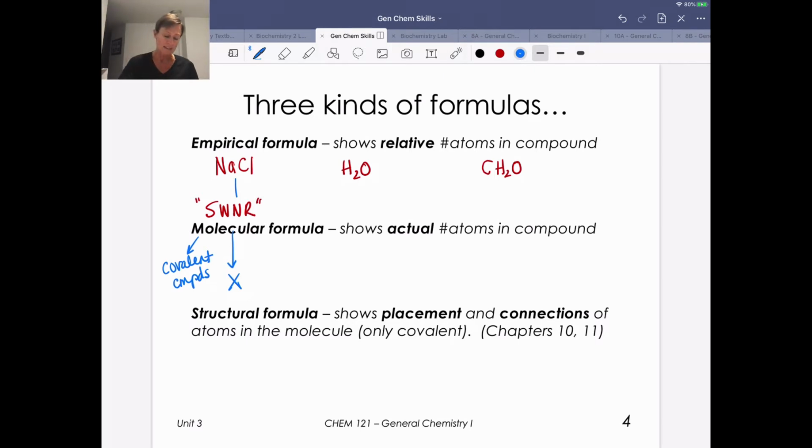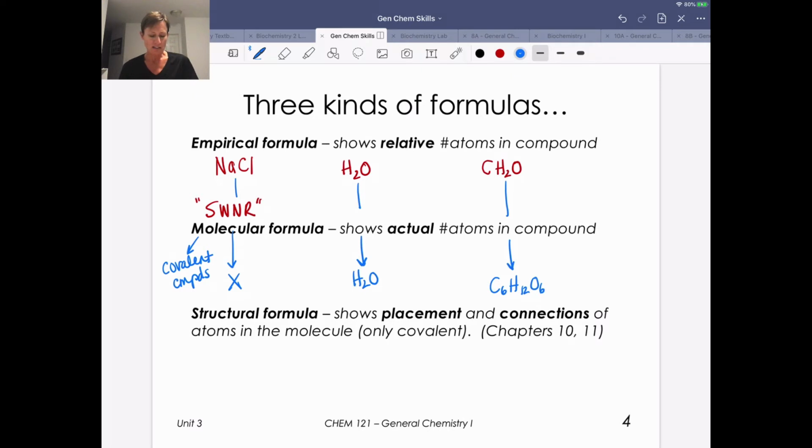Okay? So in this case, we do have water as a covalent compound, but the actual number of atoms in water is still H2O. So water is an example where the empirical formula and the molecular formula are identical. Now what we have for glucose here, the empirical formula is CH2O. The molecular formula gets scaled up to what we had on our previous slide and reminds us that every molecule of glucose has 6 carbons, 12 hydrogens, and 6 oxygens.